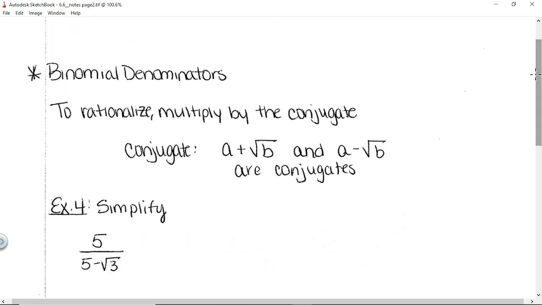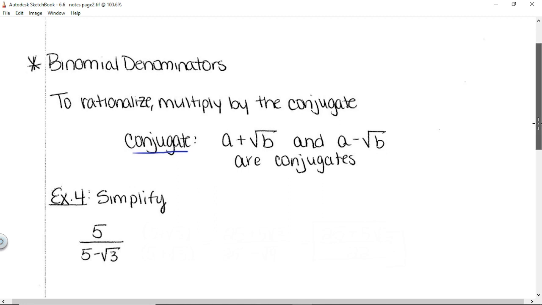To rationalize, multiply by the conjugate. And so you may say, well, what's the conjugate? Well, here is what the conjugate is. A plus square root of b and a minus the square root of b are conjugates. Okay, that's what conjugate means.